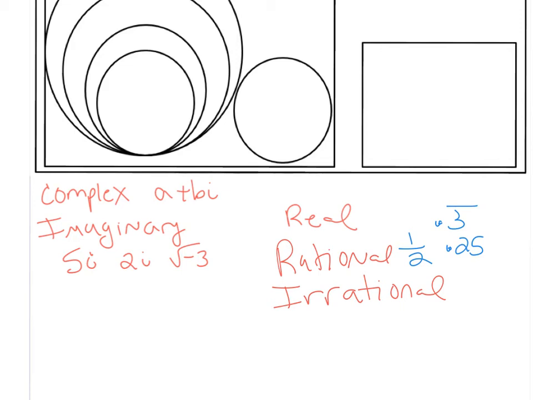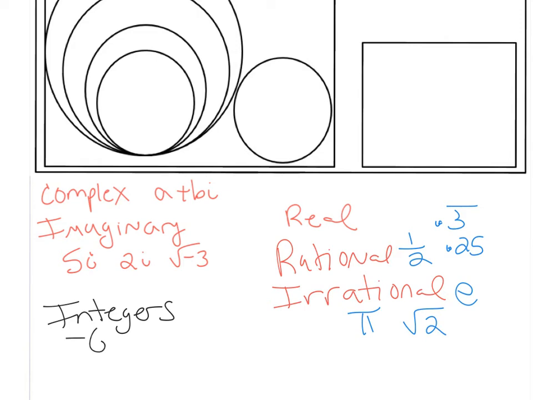Now, irrational are numbers that can't be written as a fraction. 2.7182818, it goes on and on and on. Pi, the square root of 2, those are all irrational numbers. Okay, so other real numbers are integers. Those are positive and negative whole numbers. So -6, +5, -3. We can even say i squared, since that's -1. We can say the square root of -16, since that's -4. So they're all integers.